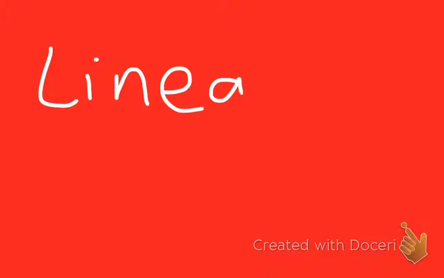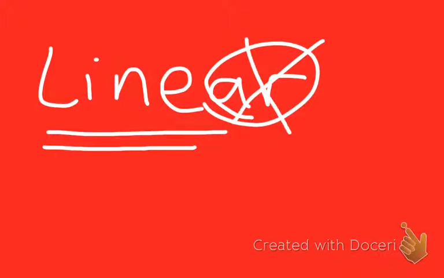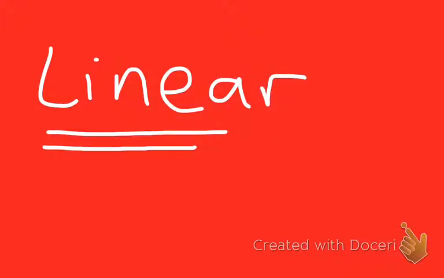I want you to notice that right in here, if we took off this part, we'd have the word line. Okay? And so this just means an equation that graphs a line. Later on in your math experience, you're going to find that they don't have to just graph a line. They're going to graph other things too.